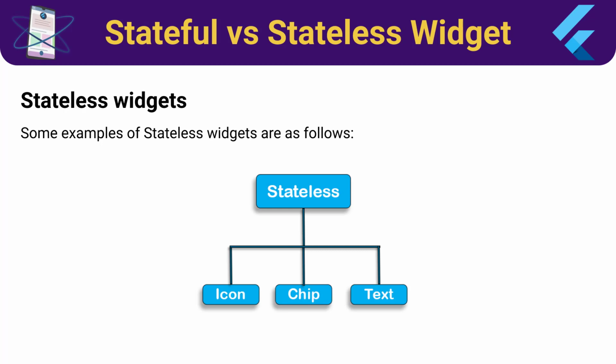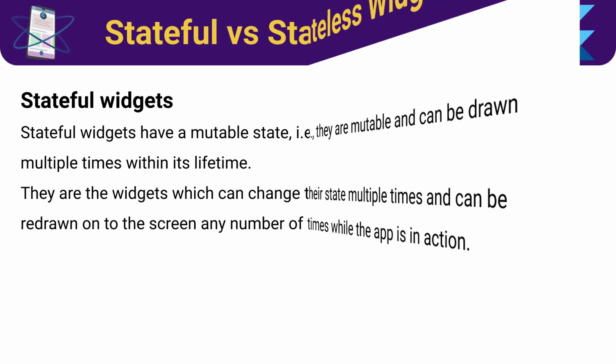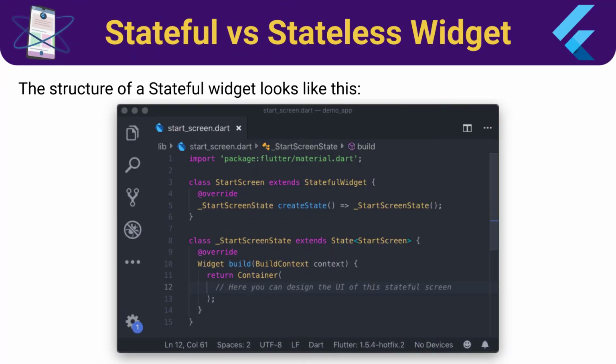Now, let's move on to the stateful widget. Stateful widgets. Stateful widgets have a mutable state, i.e., they are mutable and can be drawn multiple times within their lifetime. They are the widgets which can change their state multiple times and can be redrawn onto the screen any number of times while the app is in action. The structure of a stateful widget looks like this.